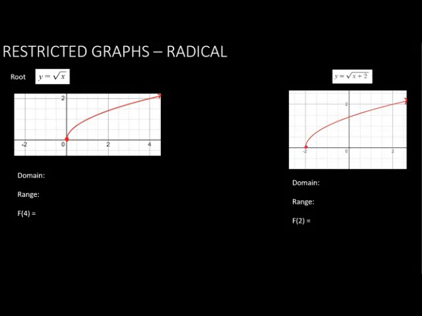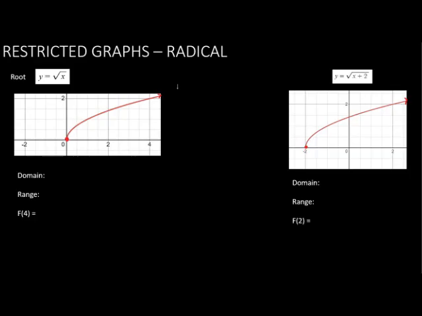Here we'll talk about the domain and range of radical graphs, also known as square root functions. Our first graph on the left is y equals square root of x. When you examine this graph, you may notice the entire left side of the graph seems to be blank. Notice also the graph appears to begin at 0.